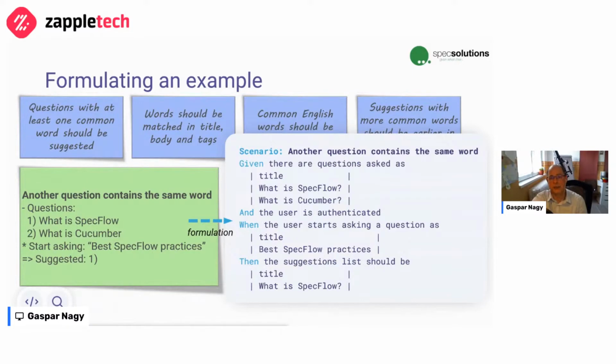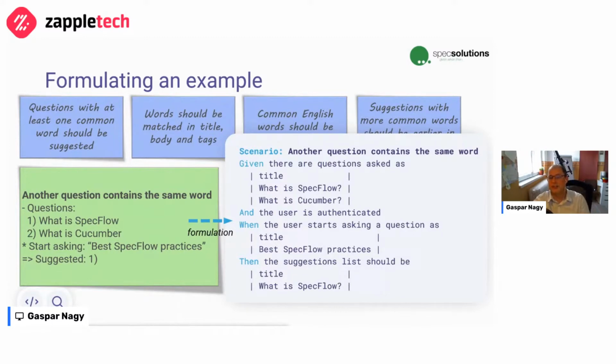If you're just scanning through the scenario, another question contains the same word. Given there are questions asked as what is SpecFlow, what is Cucumber, and the user is authenticated, when the user starts asking the question, what is the best SpecFlow practices, then the suggestion list should be what is SpecFlow. As you can see, the meaning of the 2 things is really the same.